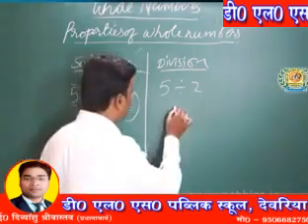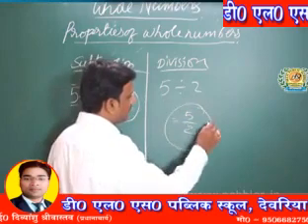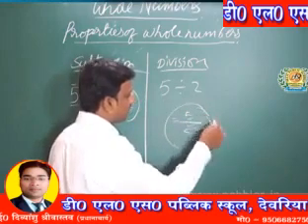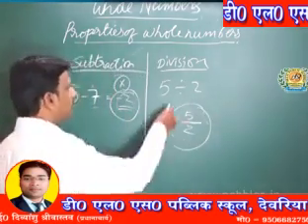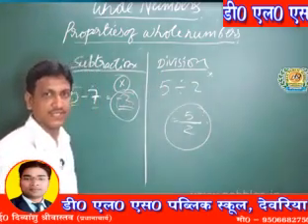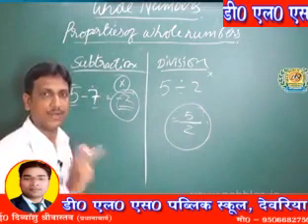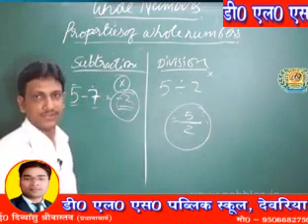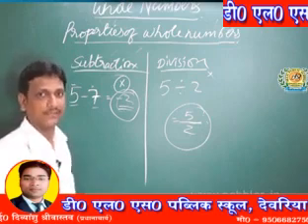Look at the division. 5 divided by 2. It becomes 5 by 2. So this 5 by 2 is not a whole number. This is a fraction. It is not a whole number. So here it doesn't apply to division and subtraction. Whereas in addition and in multiplication, we find that the sum of two whole numbers becomes a whole number and the product of two whole numbers always becomes a whole number.